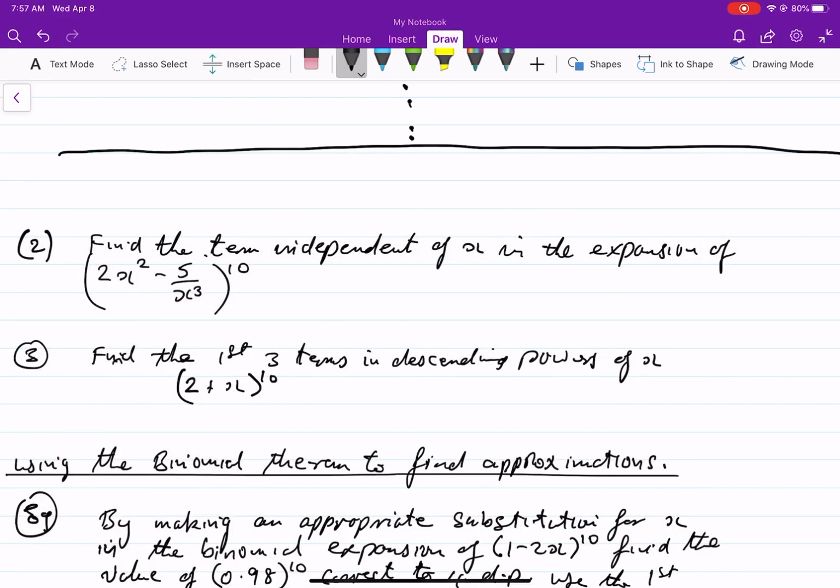Find the term independent of x in the expansion of 2x squared minus 5x cubed. They're asking you for a single term, the term independent of x. Now, how are you going to get that? First of all, the power n is 10, so that means there will be 11 terms in this expansion.